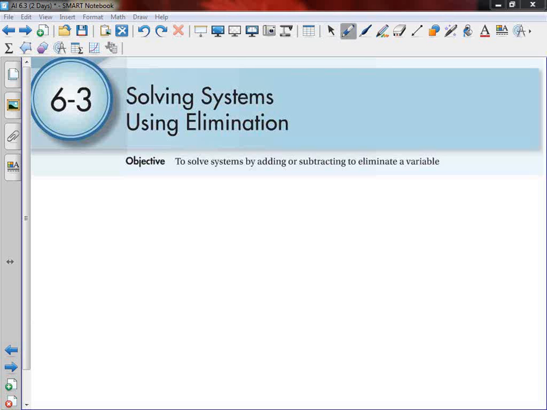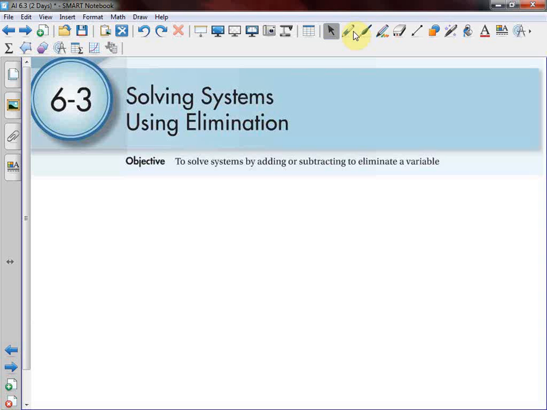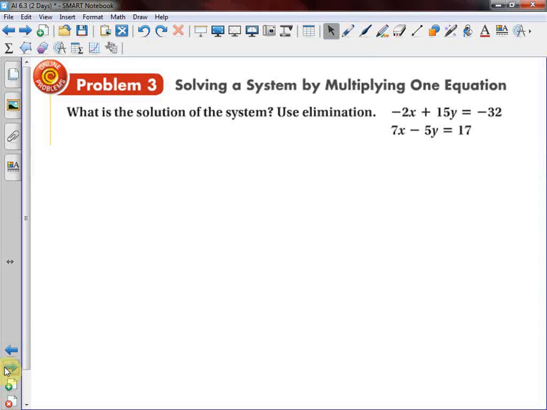This is Algebra 1, and today we're going over Lesson 6.3, which is solving systems using elimination. Yesterday we talked about solving systems with elimination, and we just kind of scratched the surface on it. Today we're going to do a little bit more complex types of problems as we do our examples.